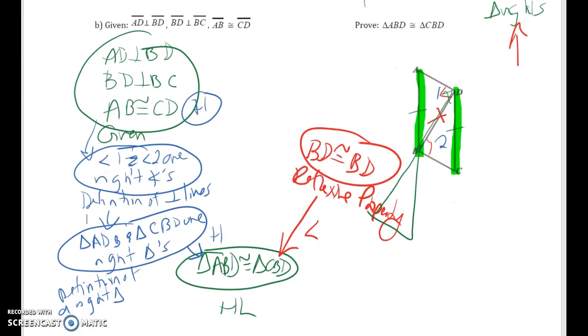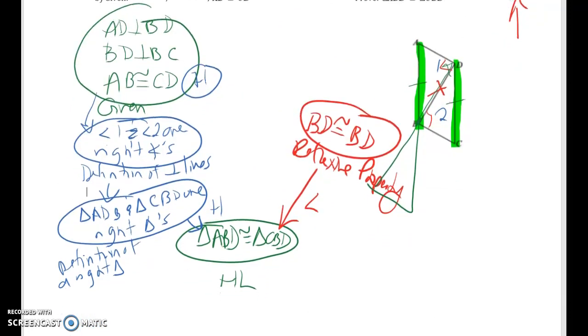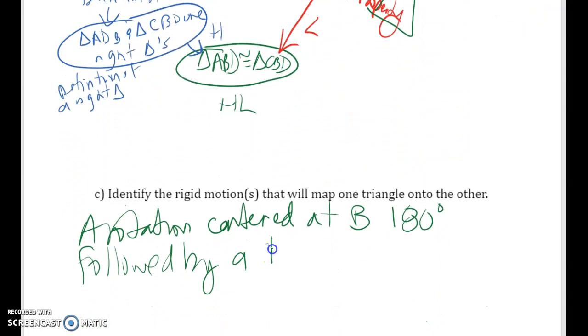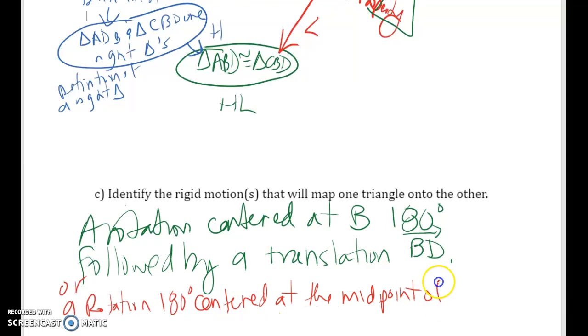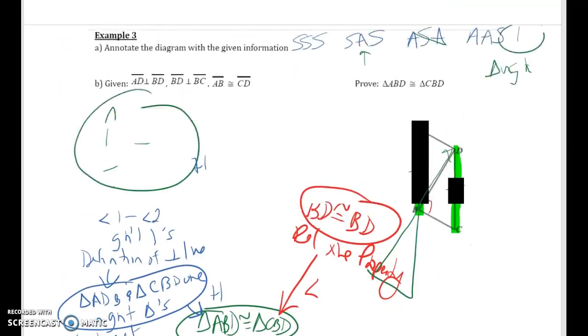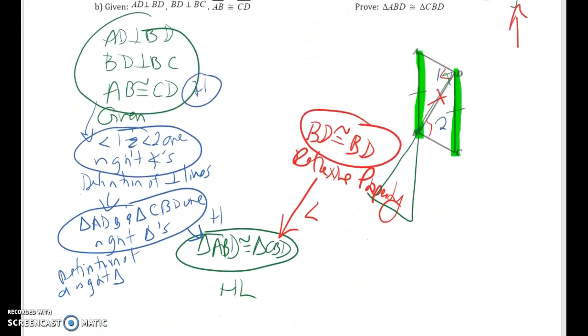we could have rotated about the midpoint of BD as well. That also would have worked. Followed by a translation. And I can say mapping B to D, or I can just write a vector BD. We could also say a rotation, 180 degrees, centered at the midpoint of BD. That would also be an appropriate rigid motion that would map those two triangles together.